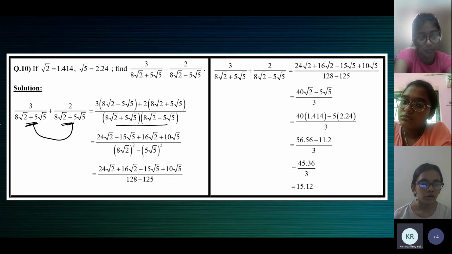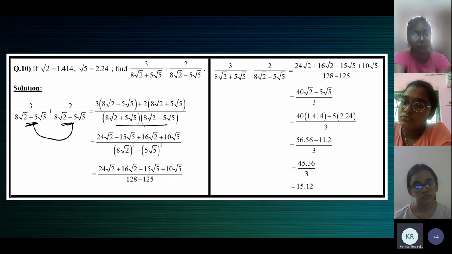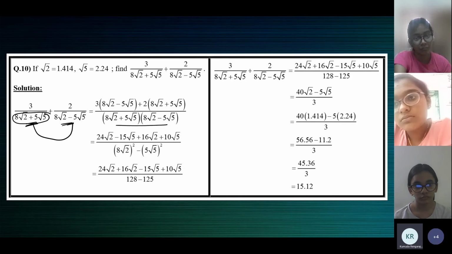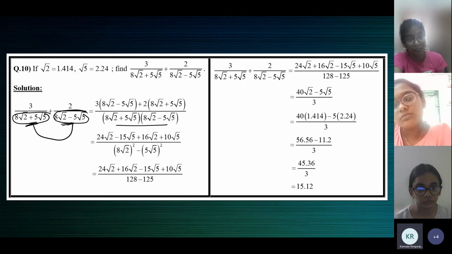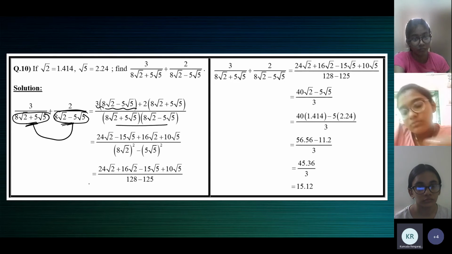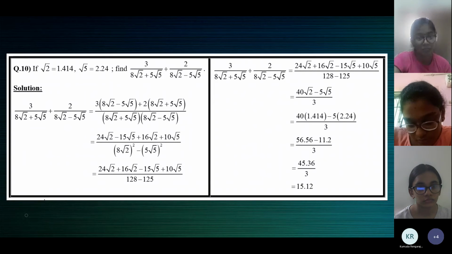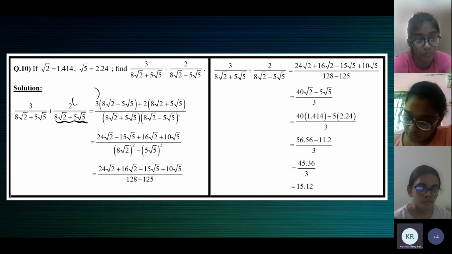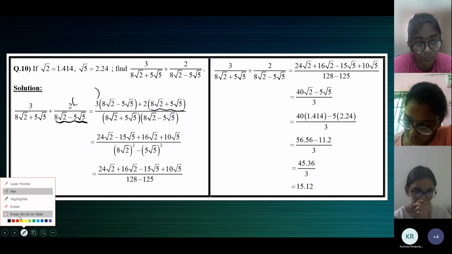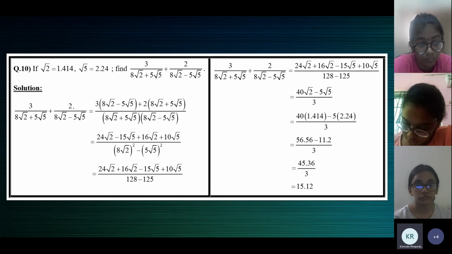Now in the first term we have 8 root 2 plus 5 root 5. We don't have 8 root 2 minus 5 root 5. This is not there. So multiply the numerator 3 with whatever is not there, 8 root 2 minus 5 root 5. Then here we have 8 root 2 minus 5 root 5. We don't have 8 root 2 plus 5 root 5. So multiply this numerator with 8 root 2 plus 5 root 5. This is just the LCM idea extended here.